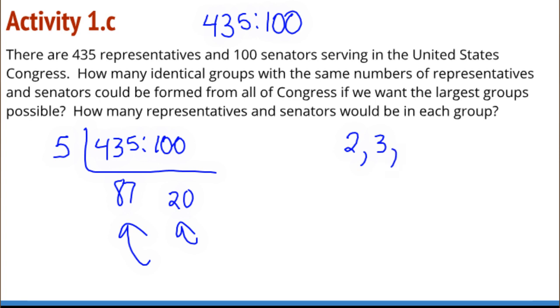87 is an odd number. It is not going to divide by 4. I know that they are not going to divide by 5.